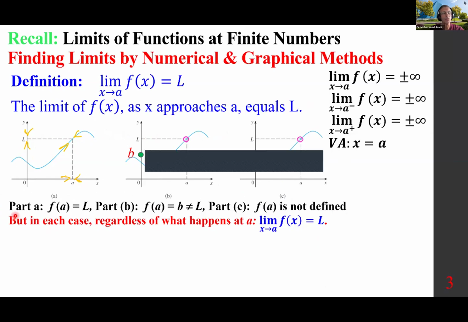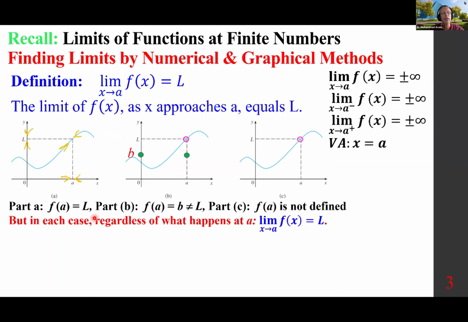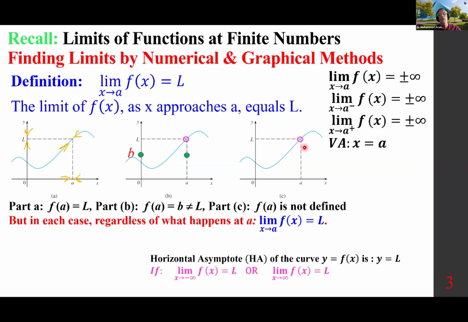So that's what it says. Part A, f of a equals L. Part B, f of a equals b, which is not equal to the limit. Part C, f of a is not defined. But in each case, regardless of what happens at a, the limit is the same, the limit of f of x as x approaches a. So this makes it continuous at a, and these two are discontinuous.